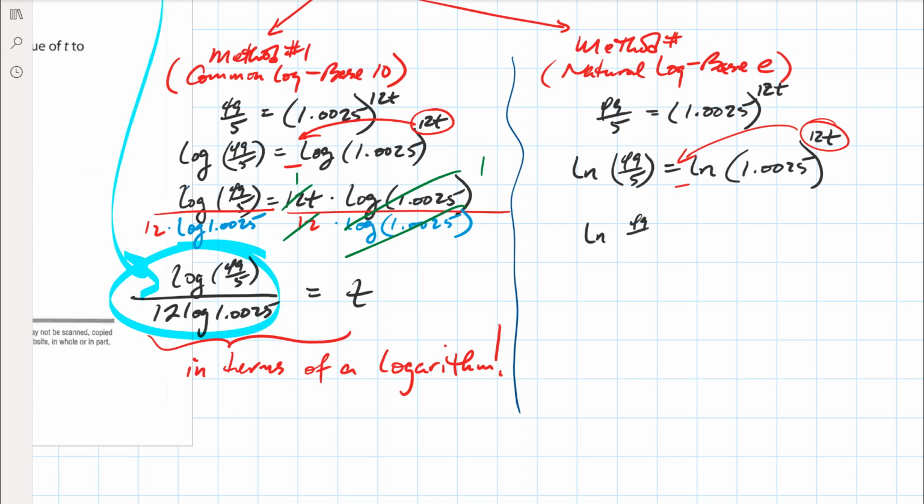You take the natural log of 49/5, and that's going to be equal to 12 times t times this log, excuse me, not common log, but natural log, of 1.0025. Now, just like on the left, we have to isolate t, and that calls for division. We've got to divide both sides by 12 to cancel out the 12s, and you've got to cancel out the logs, so you're going to divide by the natural log of 1.0025 on both sides.